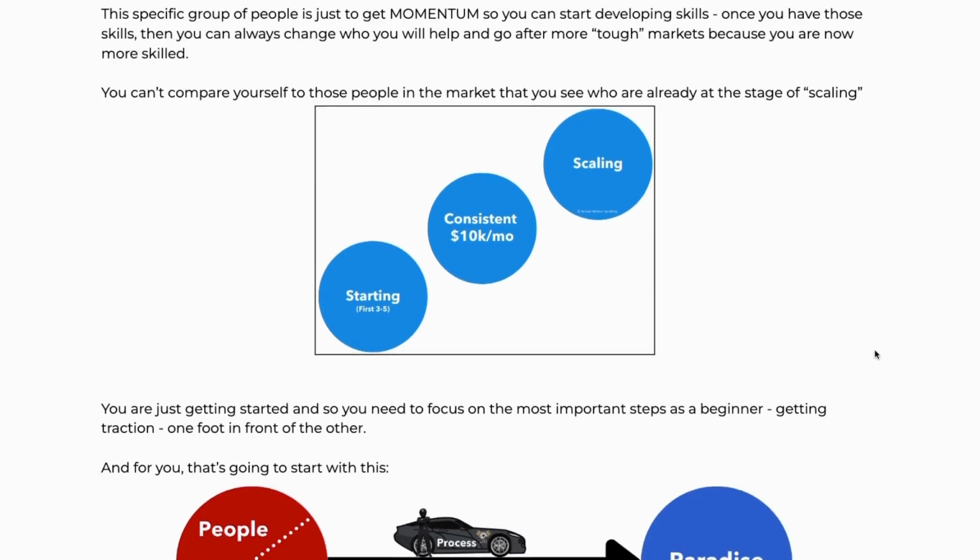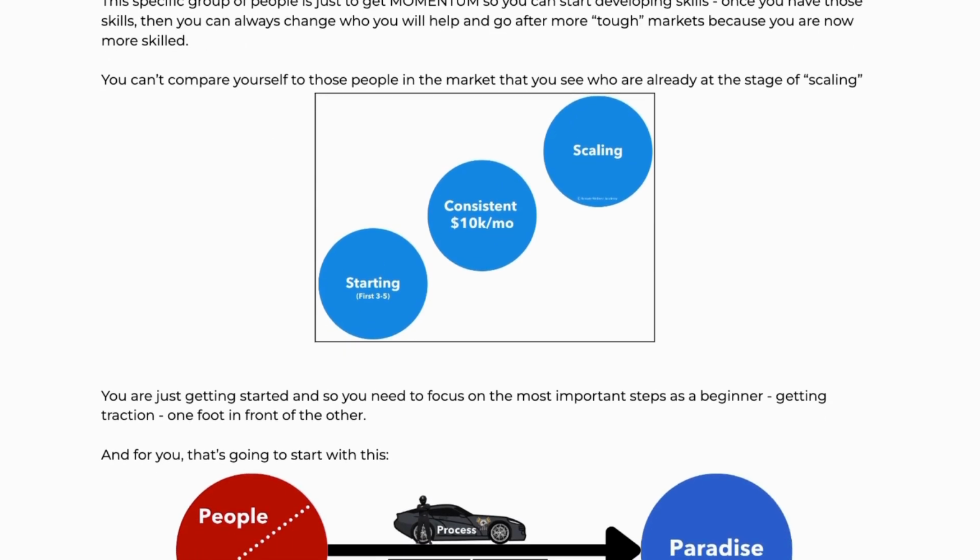And so don't compare yourself to those in the market who are already at the levels of scaling, right? When we talk about $1 million a month, $2 million a month, $3 million a month, right? There are people out there in the marketplace that right now your beliefs cannot even fathom what level of entrepreneurship and business and income they are in. You are just in the very entry levels of this.